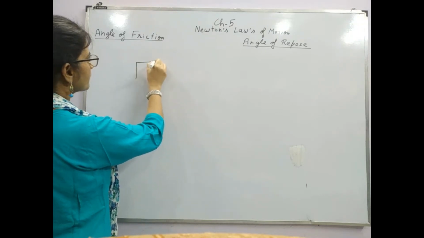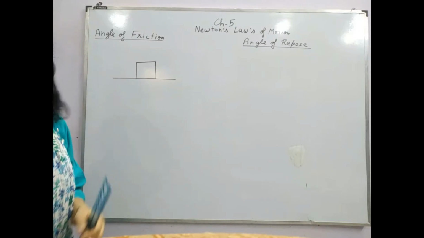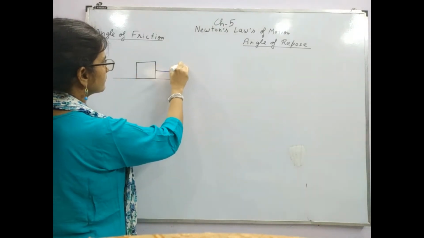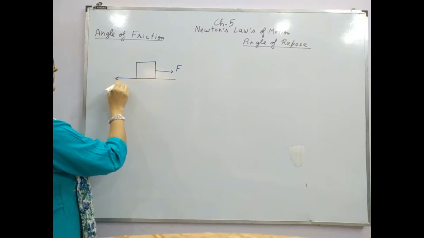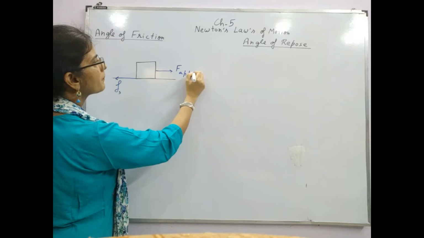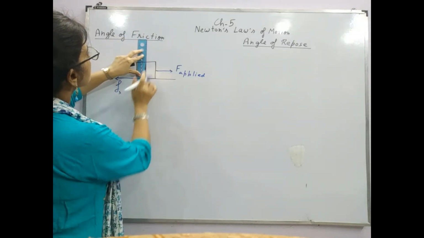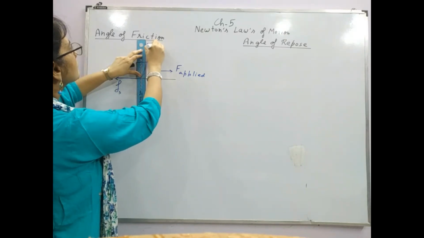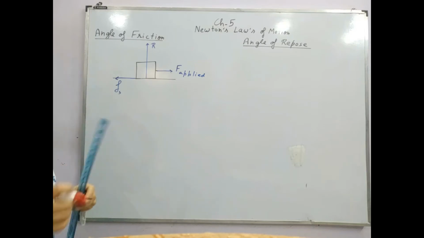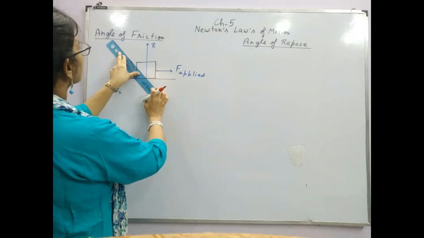Suppose a block is kept on a surface. This is the surface. If the applied force is in this direction, the friction force will be in opposite direction. Obviously the normal reaction will be normally outward to the surface. So what is angle of friction? Angle of friction is the angle which the resultant of limiting friction and normal reaction makes with the normal reaction.